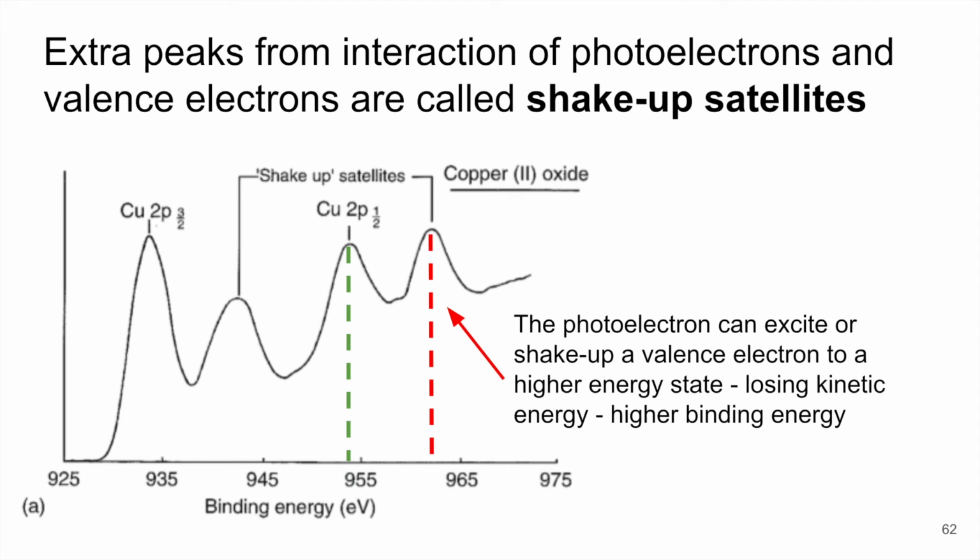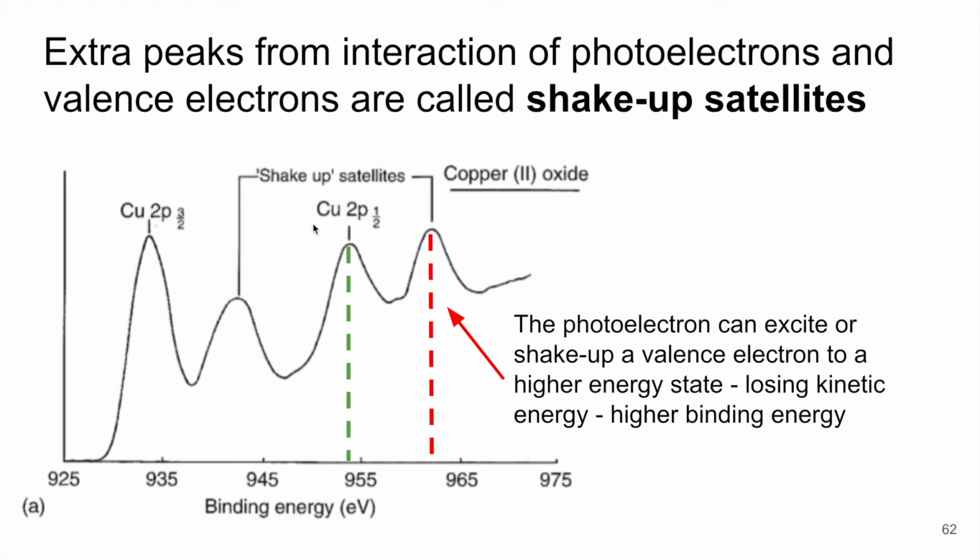All right. So some other things that we can see in XPS spectra. We can see what we think of as extra peaks. And these extra peaks, in this case, what we see here, are from interaction of the photoelectrons and the valence electrons in the atom.